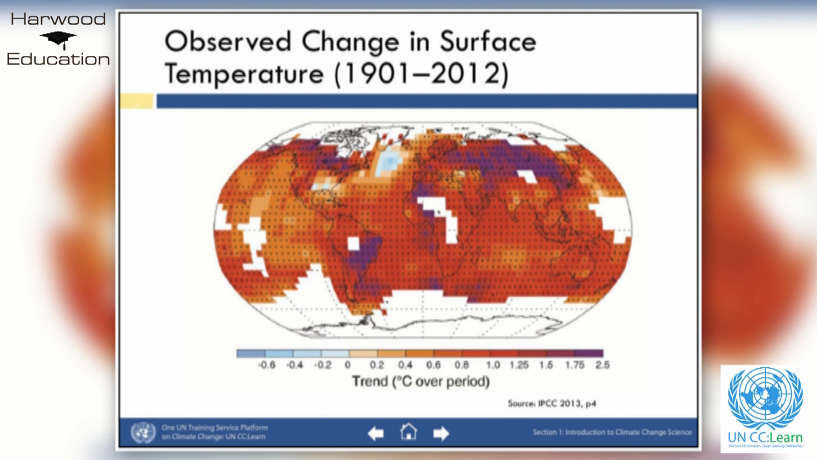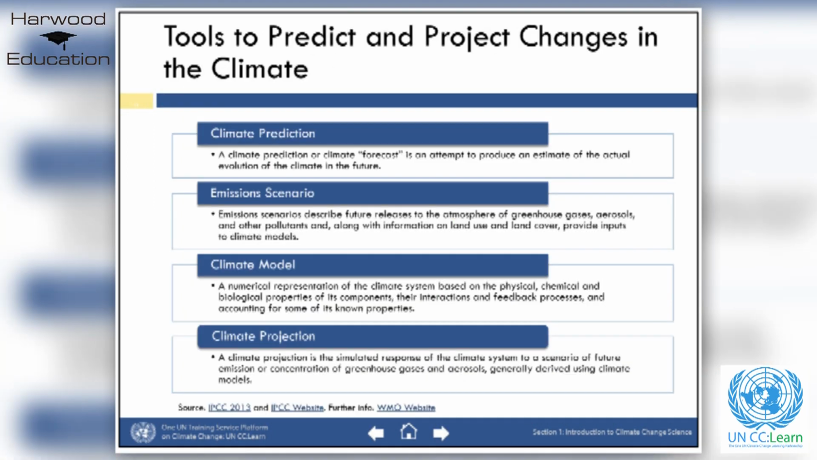Observed change in surface temperature, 1901 to 2012. This diagram gives an indication of the observed change in average surface temperature between 1901 and 2012. It shows that almost the entire globe has experienced surface warming. According to the IPCC, the average global surface temperature has increased by 0.85 degrees centigrade over the period between 1880 to 2012. Tools to predict and project changes in the climate.